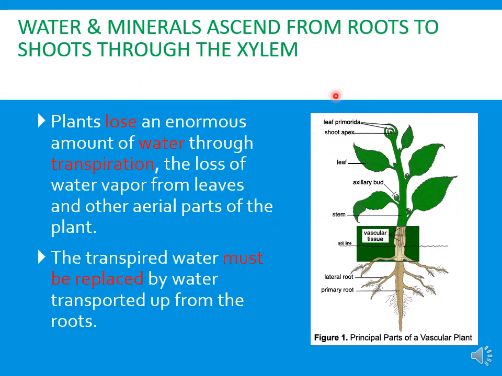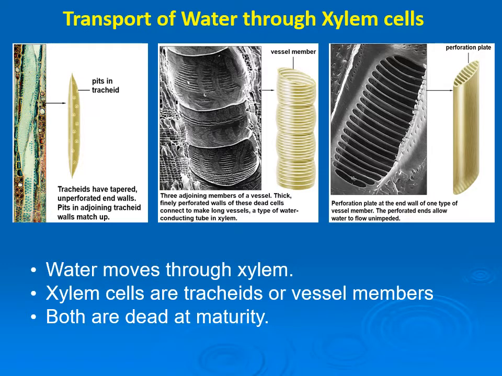At the leaf. So when that happens, there is an imbalance, right? There isn't enough water at the top, so the water has to be pulled up in order to compensate for that loss. So transpired water must be replaced by water transported up from the roots. So how is the water transport carried? Through the xylem cells. So there are many features, right? If you have come across this feature, Alhamdulillah.